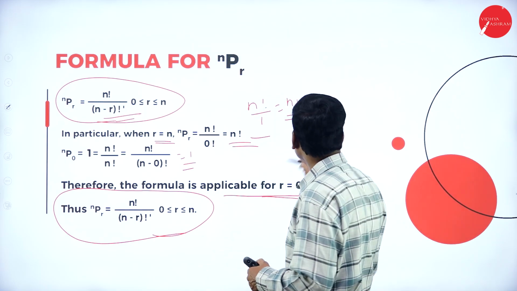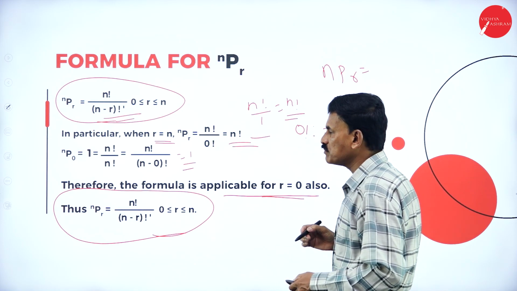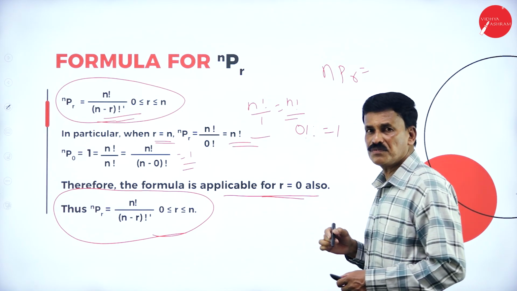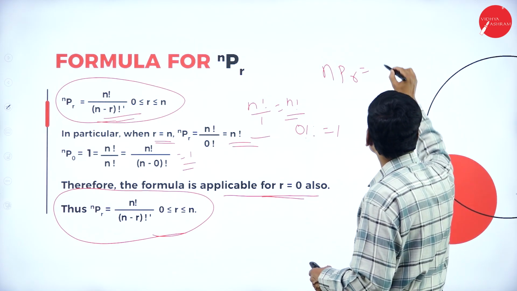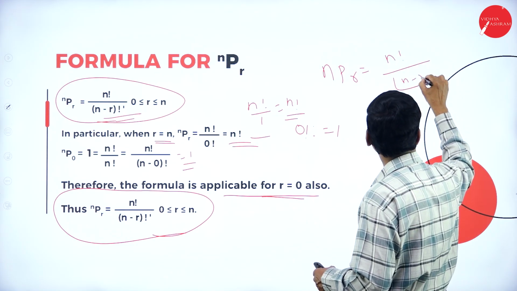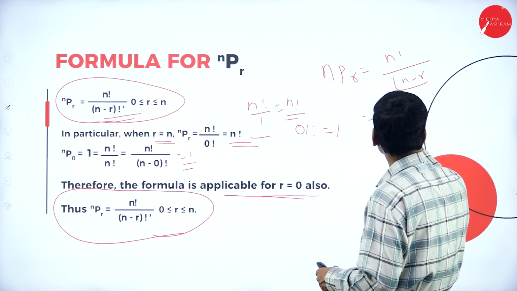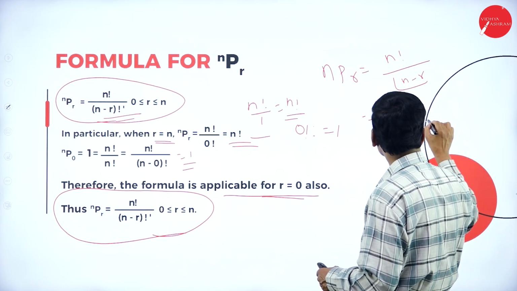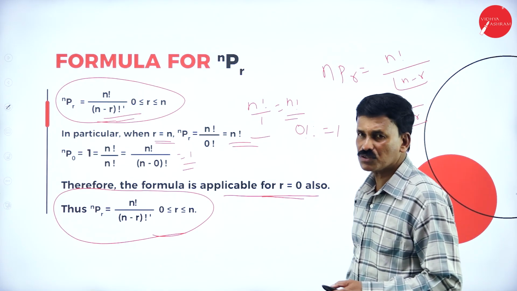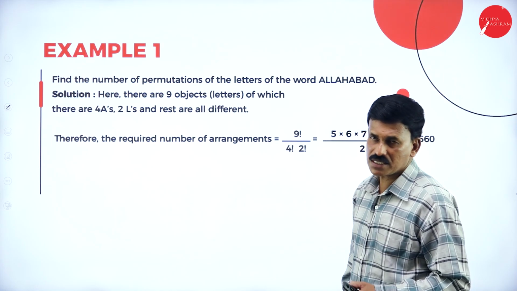So nPr is given by the permutation of n different things taken r at a time. That is, the arrangement of n different things taken r at a time is given by factorial of n divided by factorial of n minus r. So this can also be written like this, n factorial divided by n minus r factorial. That's it. Okay. Now let us come to the problems based on this.